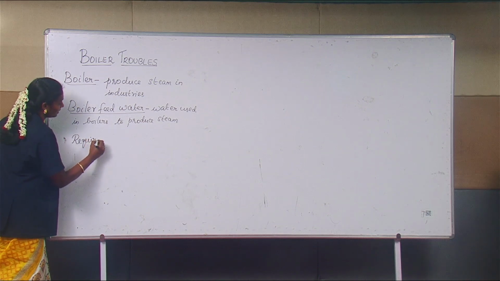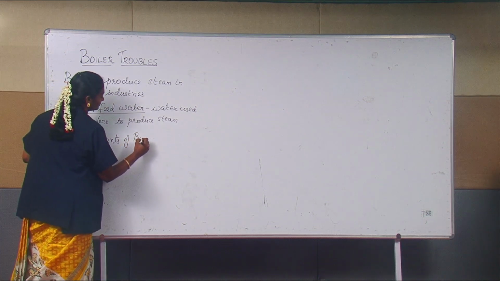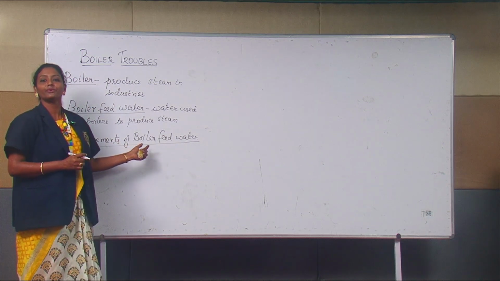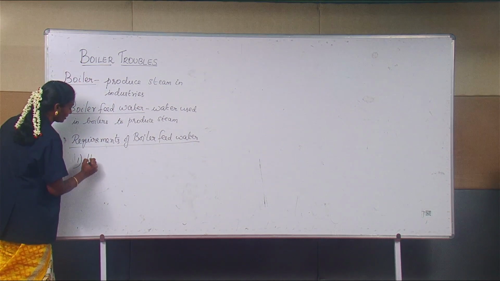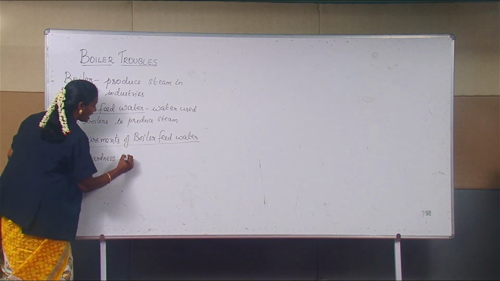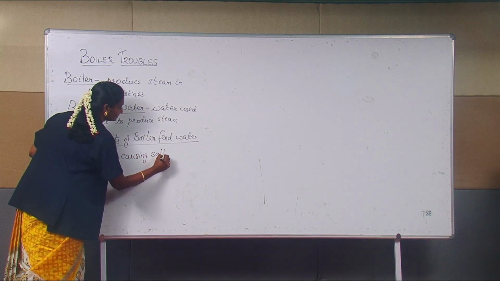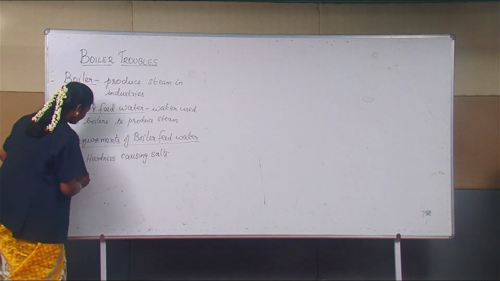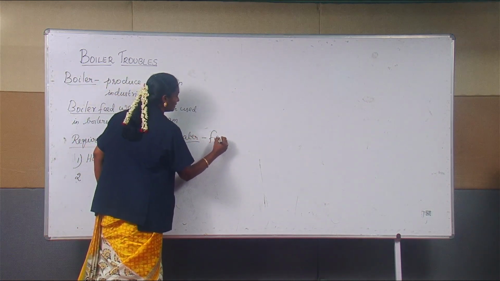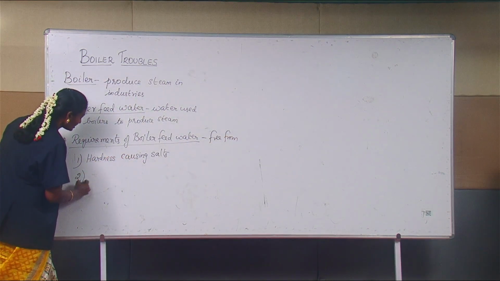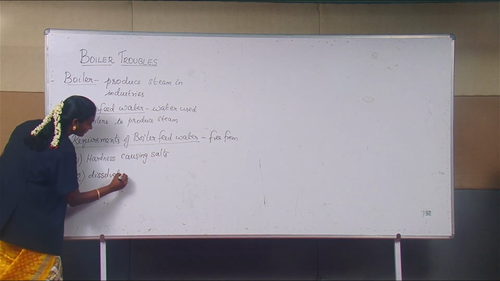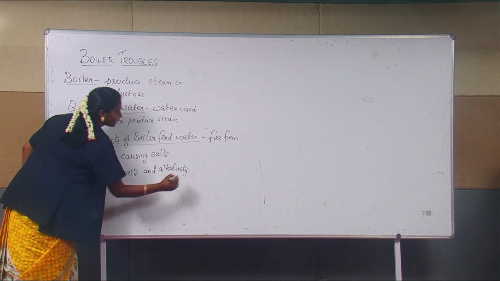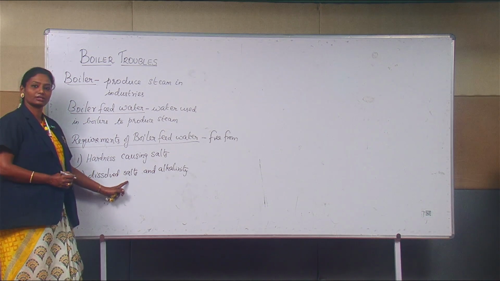Requirements of boiler feed water. The boiler feed water should be free from hardness causing salts such as calcium bicarbonate, magnesium bicarbonate, calcium sulfate, magnesium sulfate, etc. Number 2, it should be free from dissolved salts and alkalinity.